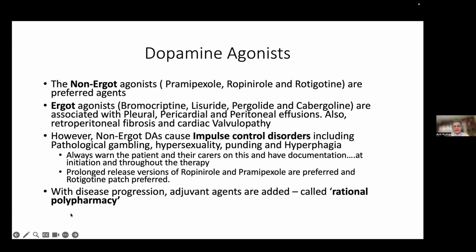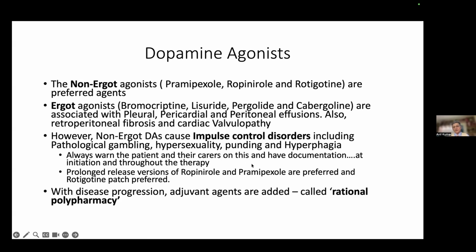Dopamine agonists are divided into two parts, non-ergots and ergots. You can see the names of them, but the important bit is that we try to avoid ergots because of the complications they have. They cause pericardial and peritoneal effusions, fibrosis, and cardiac valvulopathy, and these come from a fungus. Non-ergots are synthetic, so they don't come from the fungus, but they behave like ergots. The non-ergot agonists, which we routinely use, are pramipexole, ropinirole, and rotigotine.